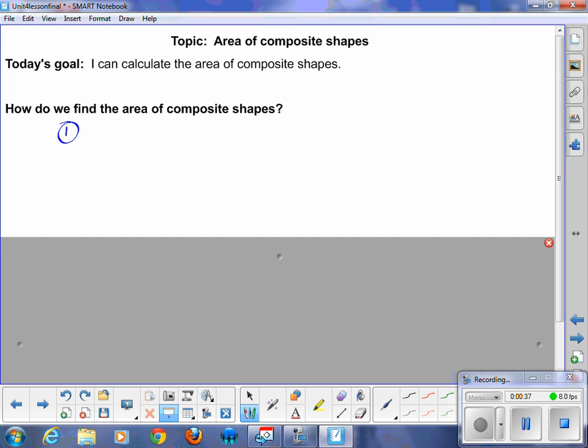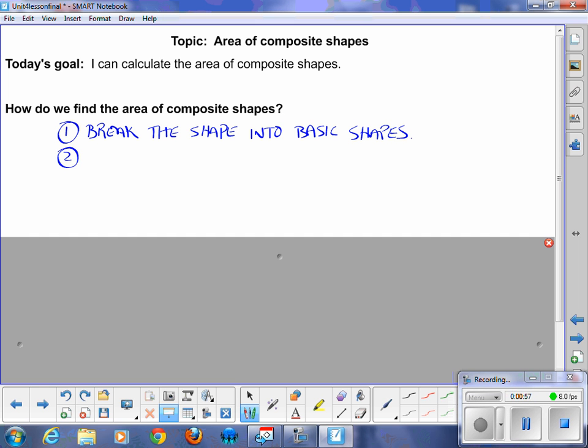Step one, we break the shape into basic shapes. So we're going to cut it up, draw some lines in, make it so that we are dealing with stuff that we know. So triangles, circles, squares, etc.